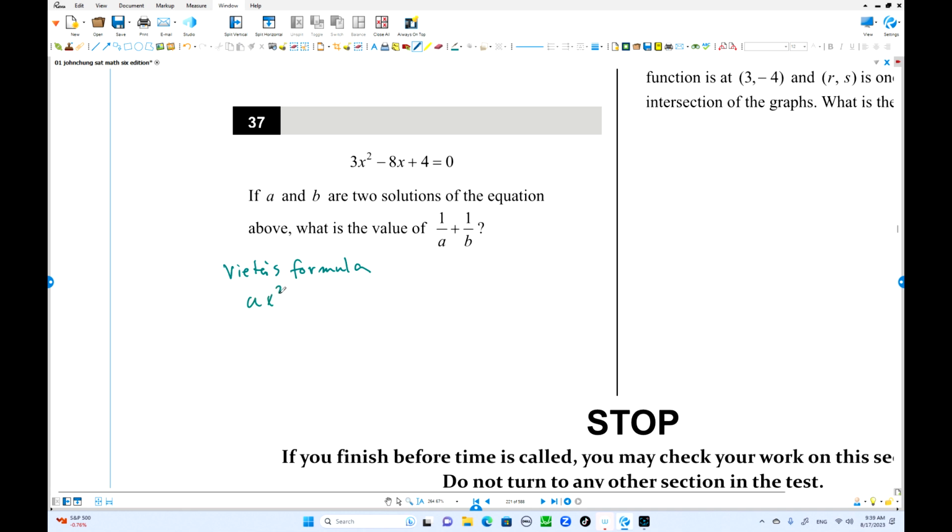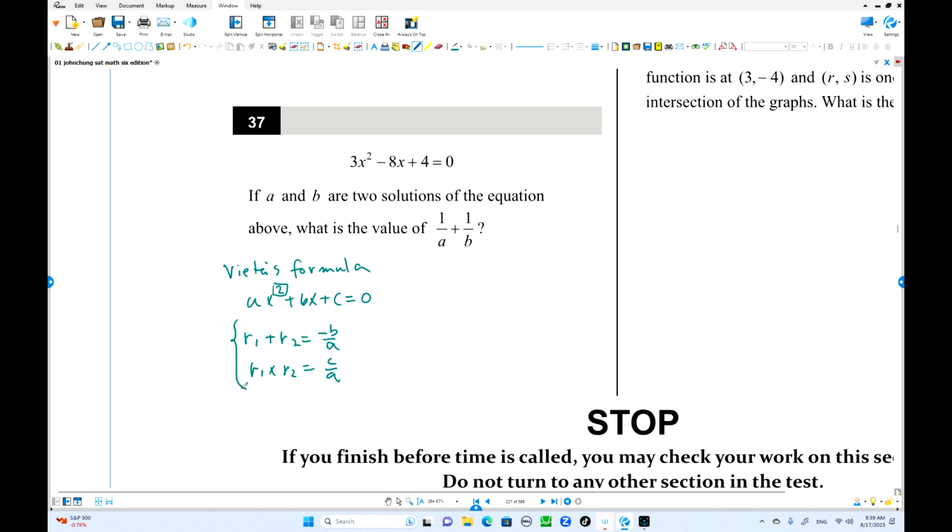When you have x squared plus bx plus c equals 0, usually in the SAT it's only quadratic. Using this quadratic, we apply Vieta's formula. We have two roots there, because this is degree 2. The sum of the two roots, r1 plus r2, equals negative b over a, and r1 times r2 is c over a. That is Vieta's formula for a quadratic.